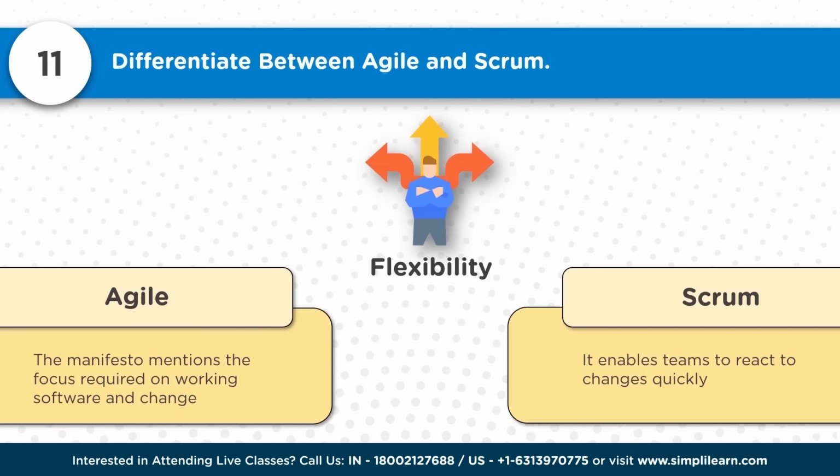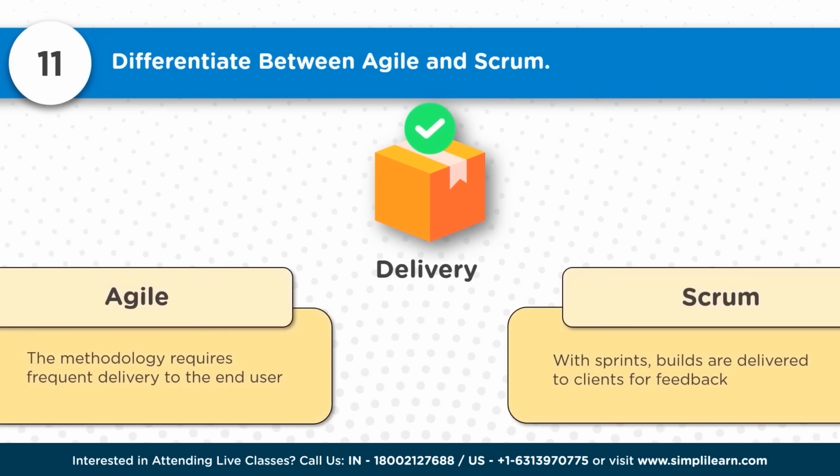So, how to become flexible? What we need to consider to become flexible is defined and stressed in the manifesto, whereas Scrum follows that approach, so one can easily become flexible. On delivery, the manifesto provides necessary guidelines on frequent delivery of software. With Scrum's sprints, builds are delivered to users regularly, upholding agile principles.